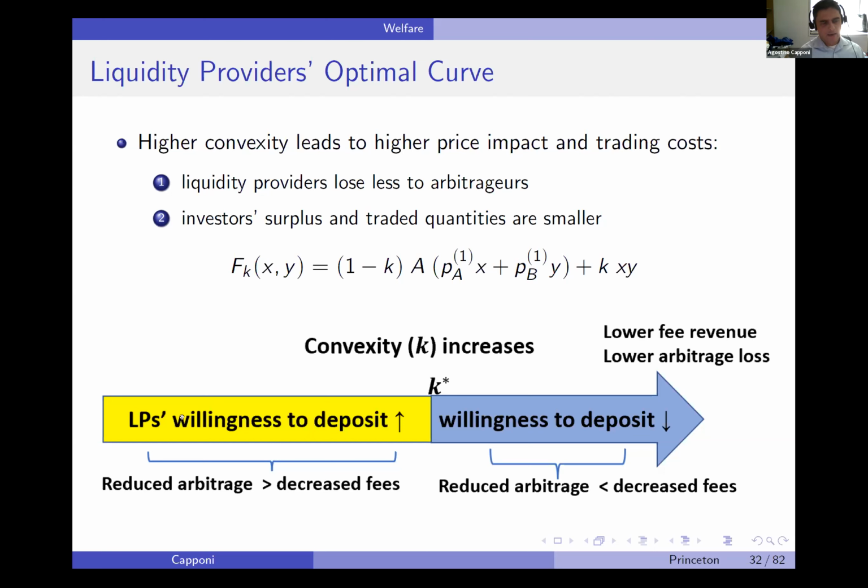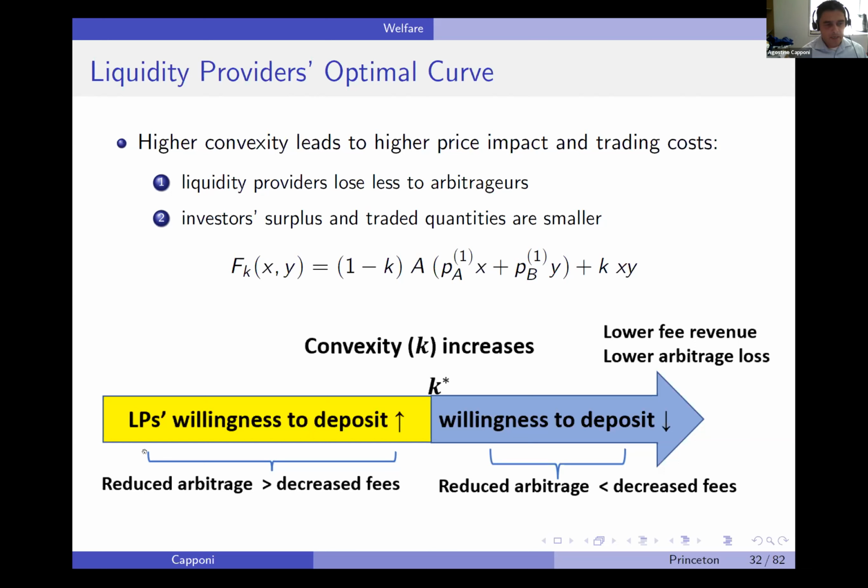And of course, as the price impact becomes higher, then the gain from a reduced arbitrage is larger than the loss from less fees from investors, because everybody's suffering from price impact, the arbitrageurs, but also the investors. So if you increase k, you make the curve more convex. Not only the arbitrageurs will not want to supply liquidity, but also the investors will not want to trade.